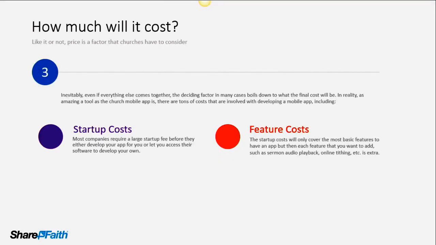Also, features can add costs. If they say, oh, you want to be able to have sermons played on your app, that's going to cost extra. Oh, you want a blog feed on there, that's going to cost extra. Oh, you want online giving on there? These things can add up with some companies where they essentially have pay-per-feature costs that come into the equation as well.